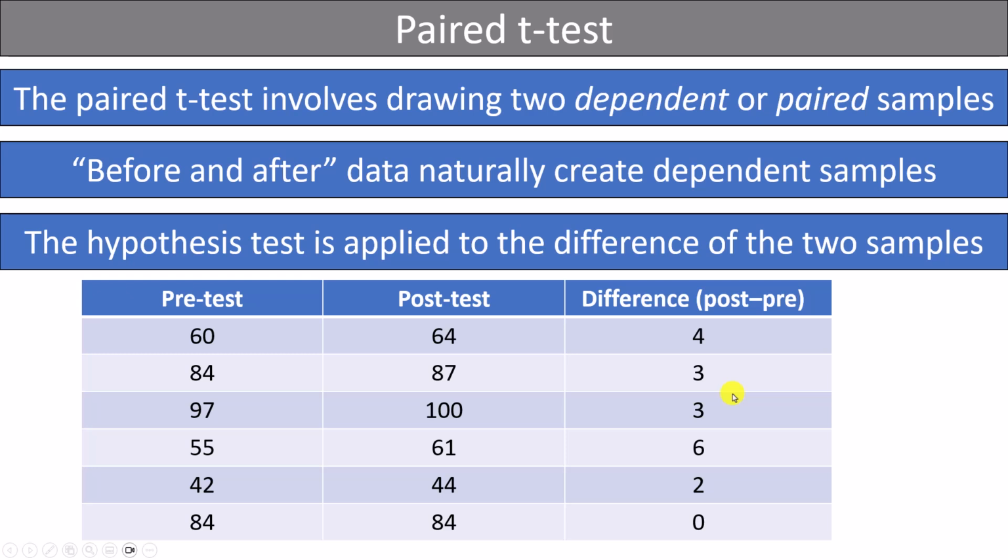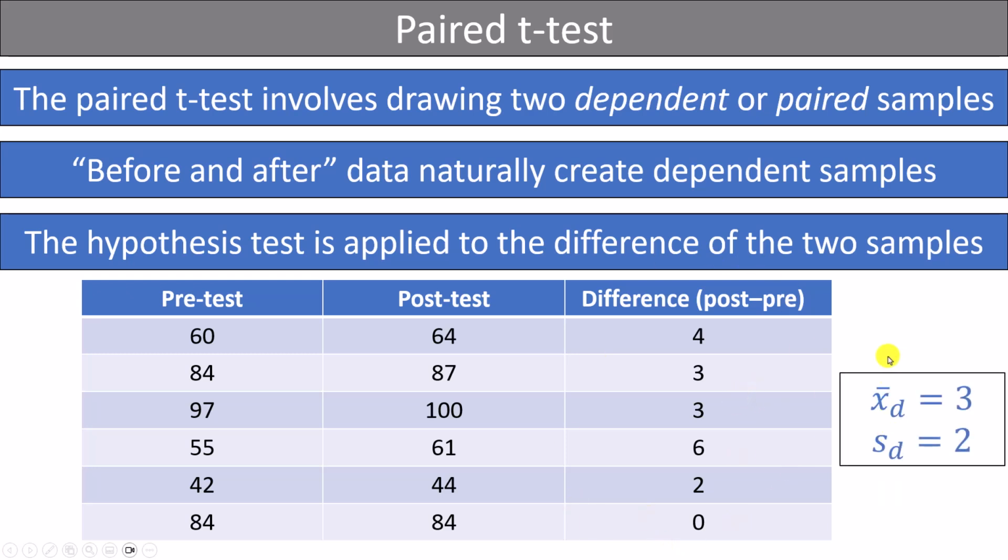And these numbers are representing how much better each student scored on the post-test compared to the pre-test. So person number 1 scored 4 points higher, person number 2 scored 3 points higher, etc., all the way down through the table. And what we're going to end up doing is doing statistics on this final difference column.